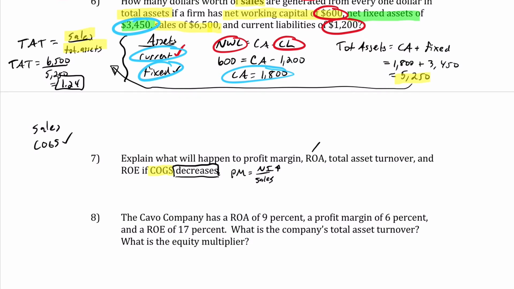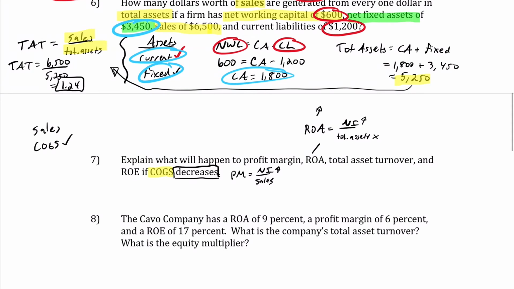Looking at ROA. ROA is equal to net income over total assets. Once again, we just talked about net income going up. Total assets is on your balance sheet, unaffected by a change in your cost of goods sold, so your ROA is also going to go up.